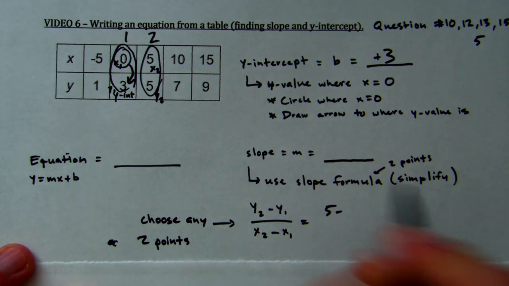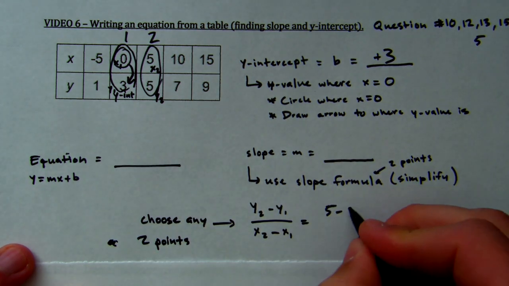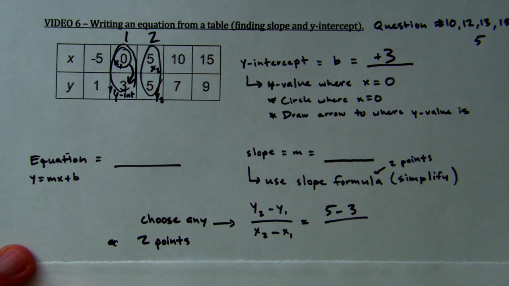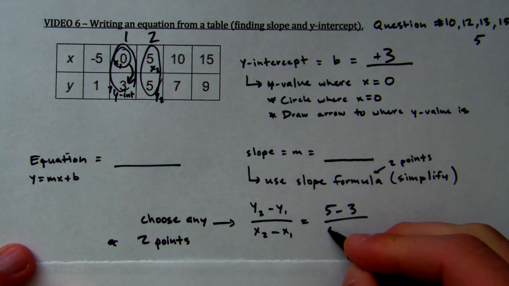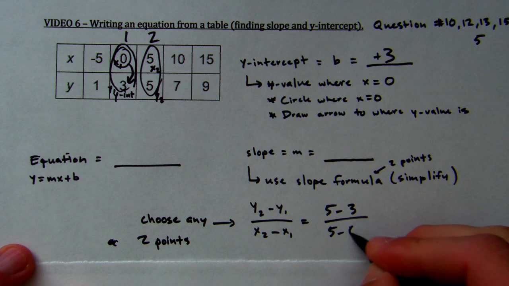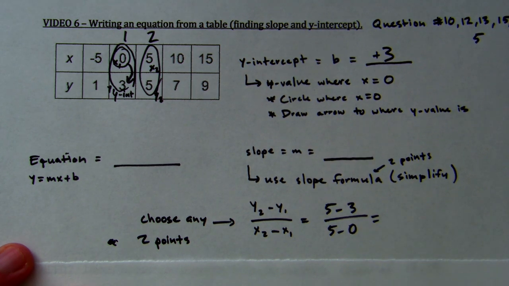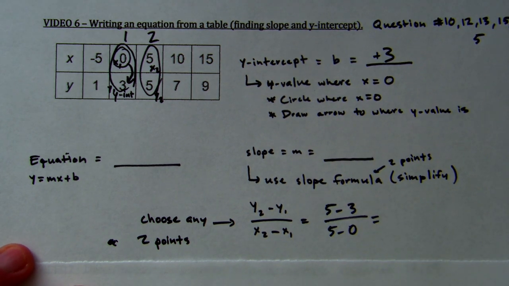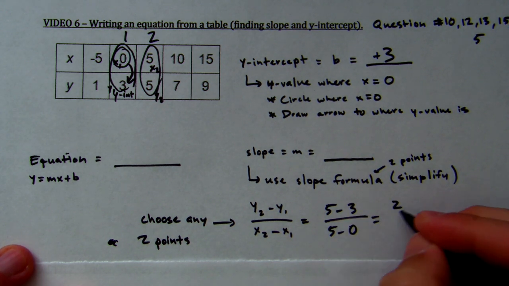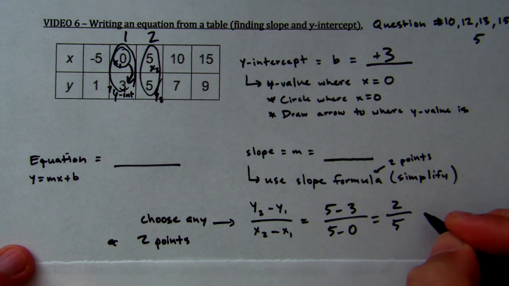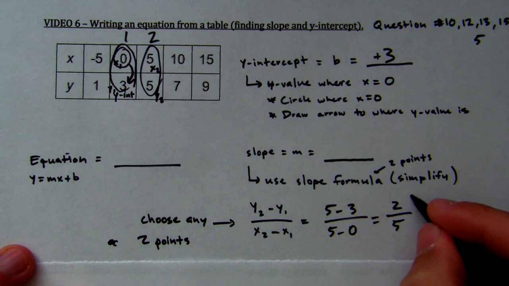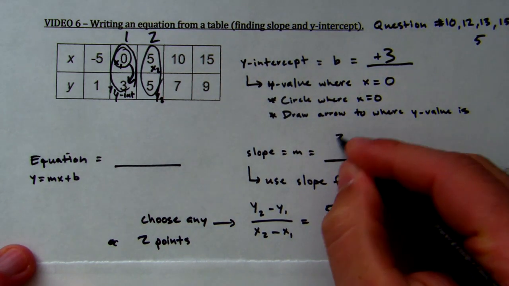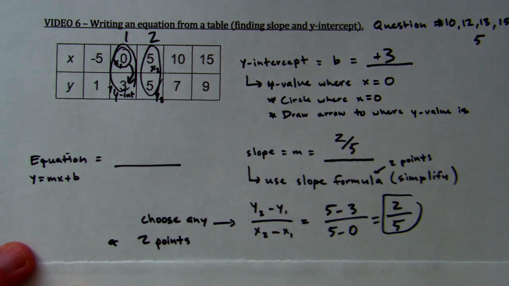y2 is 5 minus y1, which is 3. And remember, y goes on the top. x2 is 5 minus x1, which is 0. I love 0, so I love to use them in the slope formula. Yes. 5 minus 3 is 2. 5 minus 0 is 5. Now, can we simplify this? We cannot simplify this. So this right here is going to be my slope, 2 over 5.